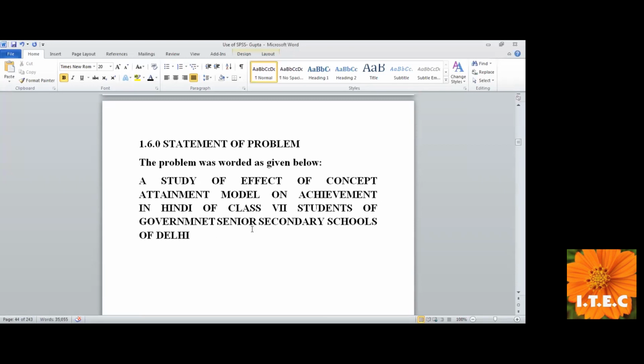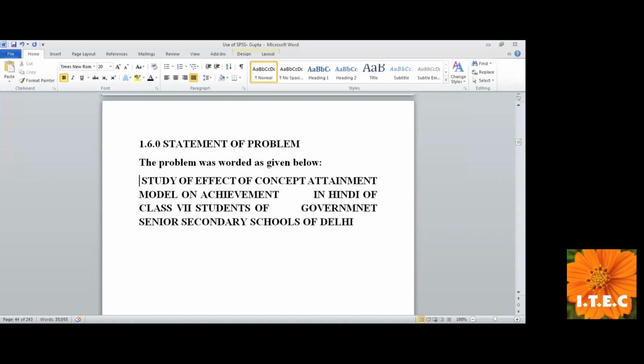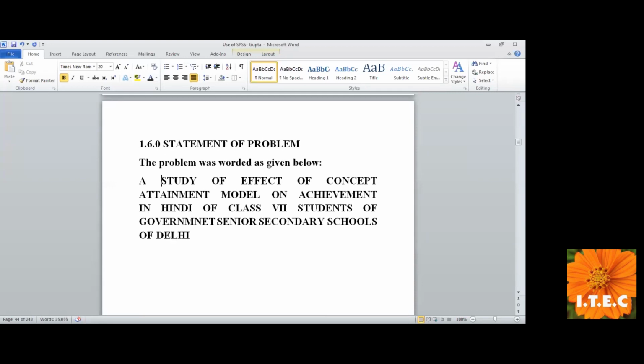Please be careful. Do not put a full stop. I have seen many people put a full stop. And you cannot write like this. You cannot write "study of effect". Why? Because then "study" is a verb, and a title cannot have a verb. So therefore you have to write "a study".